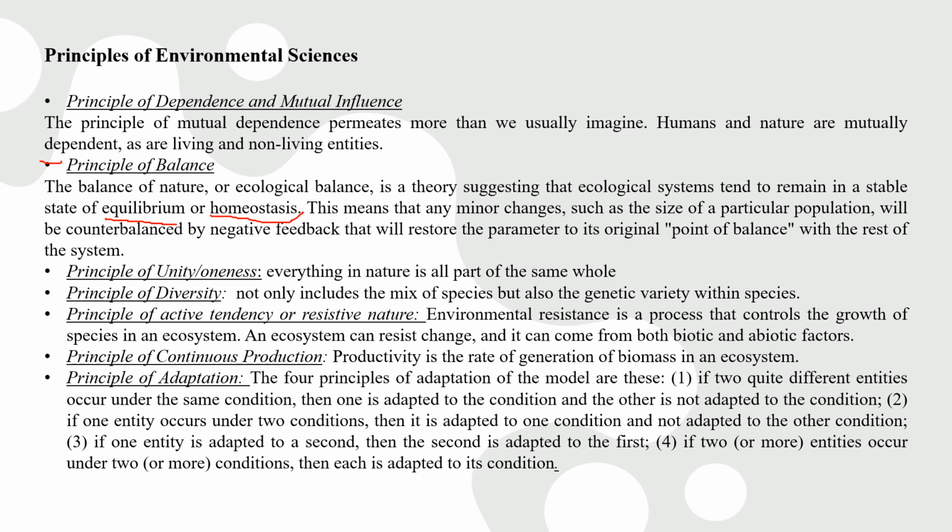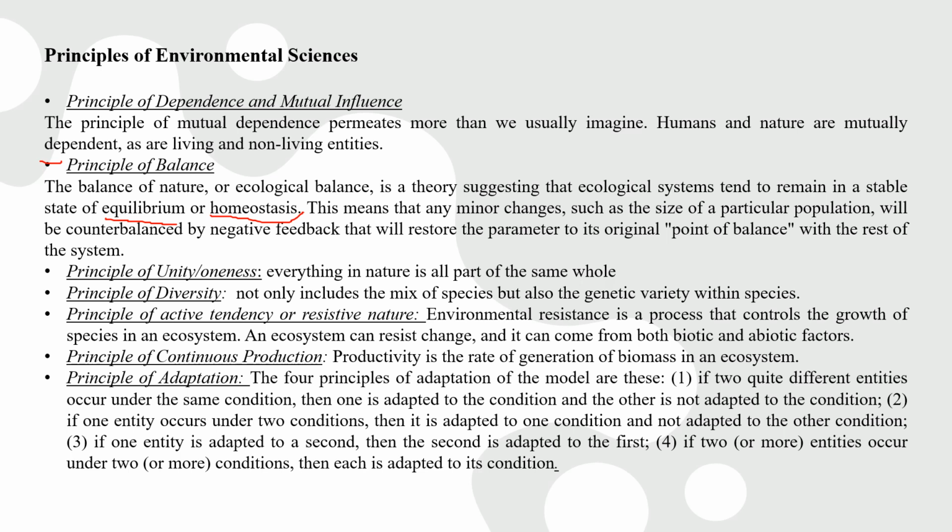Now, principle of continuous production. Productivity is the rate of generation of biomass in an ecosystem. So continuous production means in an ecosystem there is continuous production of energy. Every time energy is being generated, it is being converted, and phase changes of energies are going on.